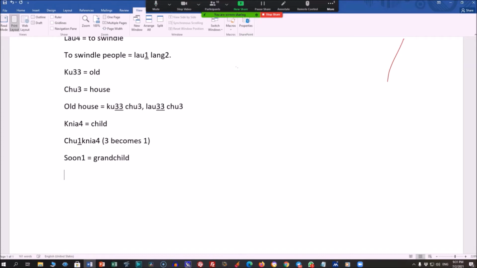Soon is grandchild. Soon is tone 1. When you put the word soon and kia together, kia would be 1. Kia, which was originally tone 4, has now become tone 1, correct? Yes, 4 becomes 1. So it's kia soon, not kia soon.